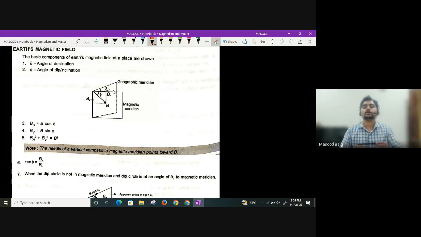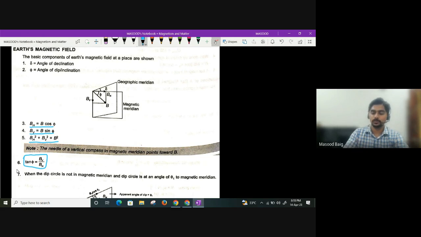And whenever you take a vertical compass and place it in magnetic meridian, the needle of the vertical compass will point towards B bar. So the angle made by the B bar with the horizontal of magnetic meridian is called as angle of dip, guys. Clear, all of you? So if you resolve the Earth's magnetic field, you will have three components now. BH will be given as B cos phi. BV will be given as B sin phi. I can write BH square plus BV square to be B square, guys. And tan phi will be given as vertical component divided by horizontal component.